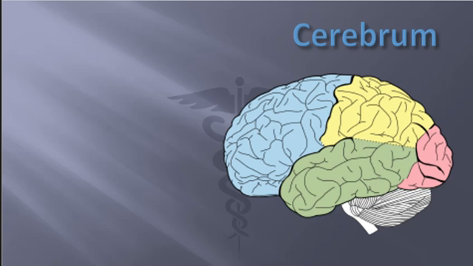Notice how it's wrinkly. That's important. We call that a convoluted surface. And so if somebody tells you you have a smooth cerebrum, that means you're dumb. They're calling you dumb. But if they say, oh, you have a very convoluted cerebrum, you're smart. So this is where your smarts come from.